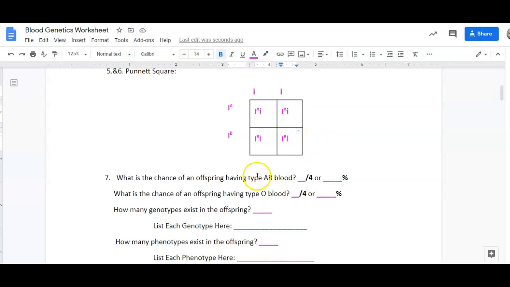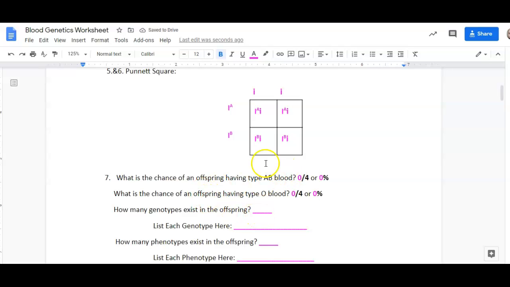So they want to know, what is the chance of having offspring with AB blood? Do we see in any of these squares an A and a B together? We don't. It would have to have an A and a B in the same square. So this would be 0 out of 4 or 0%. What about type O blood? Do we see any that have O? No, this would be 0 out of 4 or 0%. Remember, to have type O, they have to have 2 little i's.